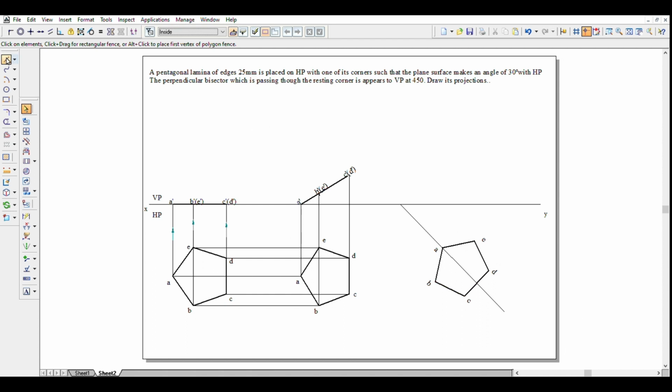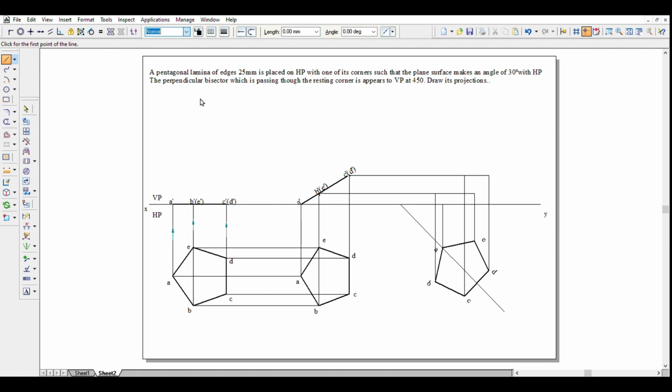Now we'll extend the lines, and now we can change the line thickness to visible and join our points, starting off with point A to point B to point C to point D to E and to A back. With that completes the view. So this completes the projection of the pentagonal lamina in the conditions given. Thank you for watching.